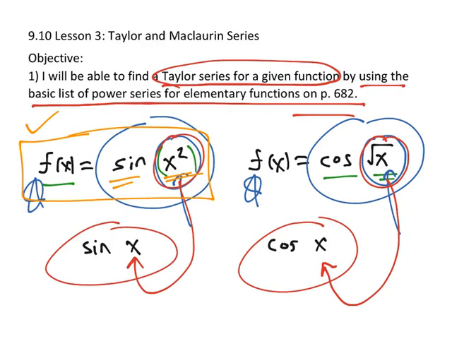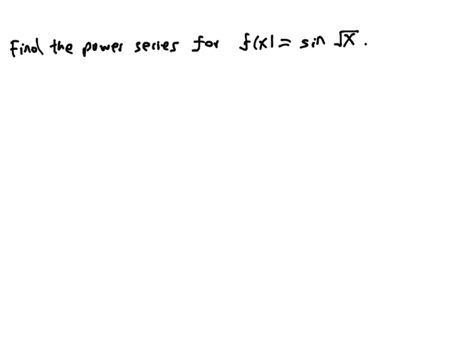And now we'll take a look at sine of the square root of x. We'll switch the functions cosine and sine. So here we looked at, instead of sine of x squared, we looked at cosine of x squared, and now we will look at sine of the square root of x. We want to find the power series for the function sine of square root of x.